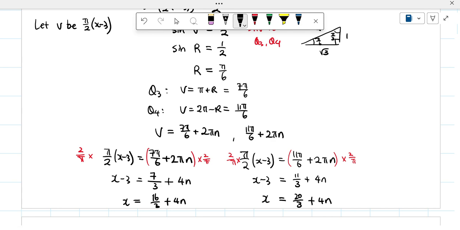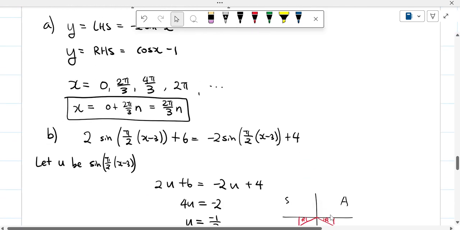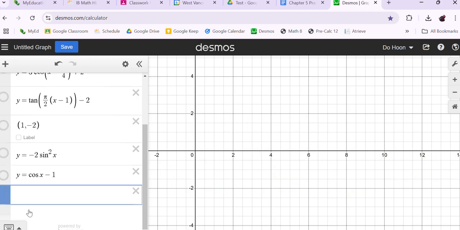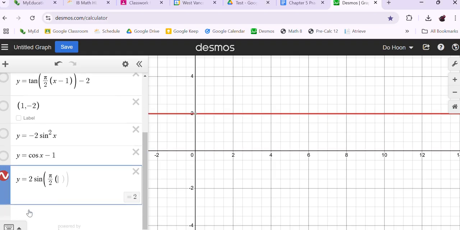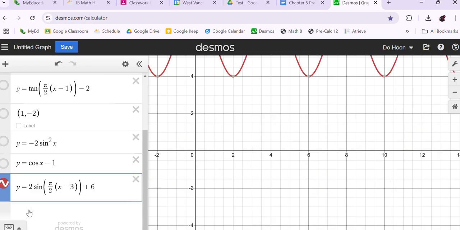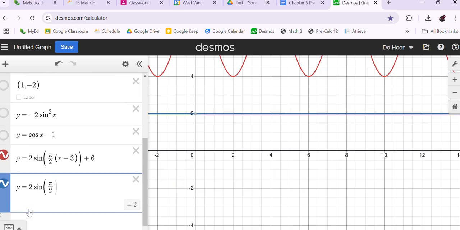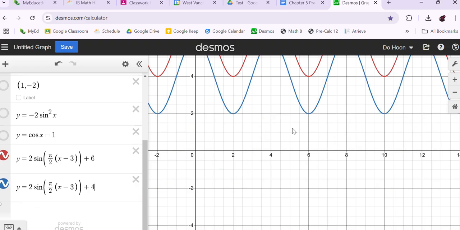And of course, luckily we're allowed to use our calculator, so we can figure out our answers using this calculator. What is my equation again? It was 2 left. So let's go y equals left-hand side, y equals, what's it again? 2 sine of pi over 2 times x minus 3 plus 6. And then y equals negative 2 sine of pi over 2 times x minus 3 plus 4.